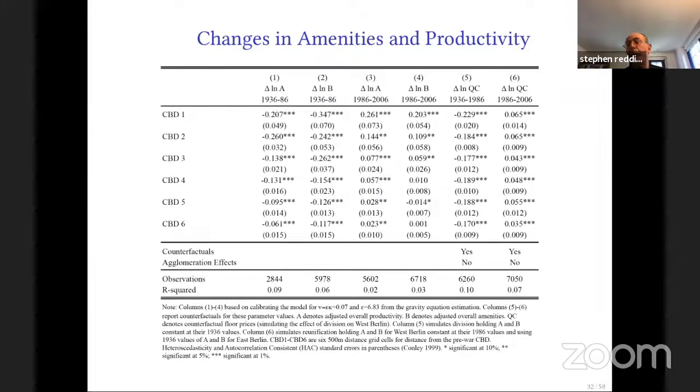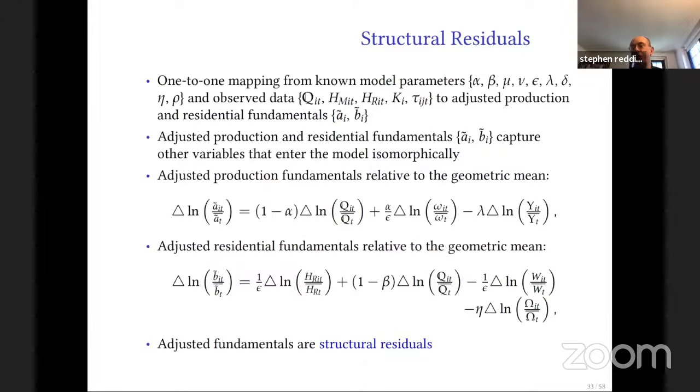And so the next thing we do in the paper is try to see, well, once we build in agglomeration forces, can the model explain the observed changes in land prices for a plausible set of agglomeration parameters? And that's the next thing we're going to do by structurally estimating the model's agglomeration parameters. Okay, so how are we going to do that?